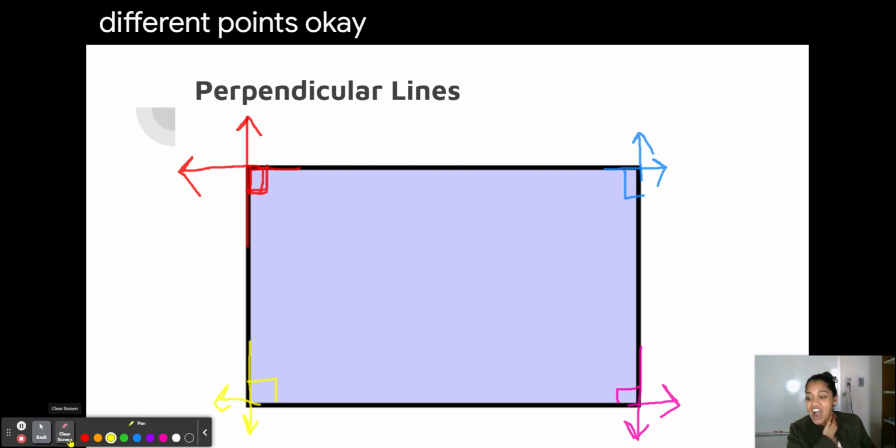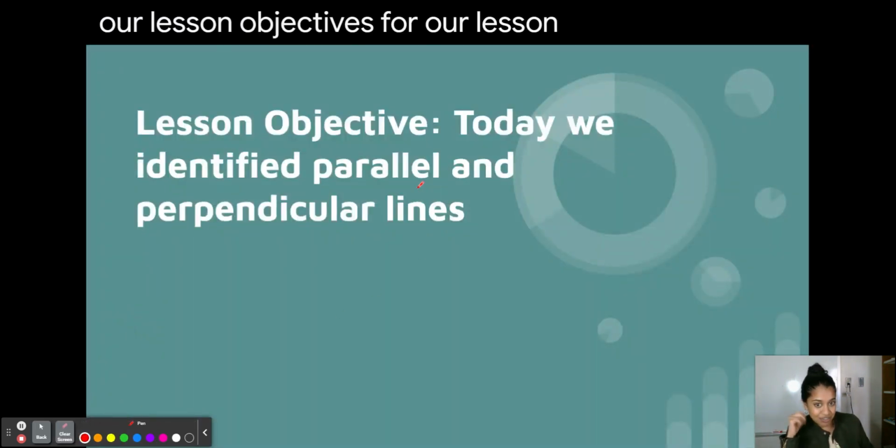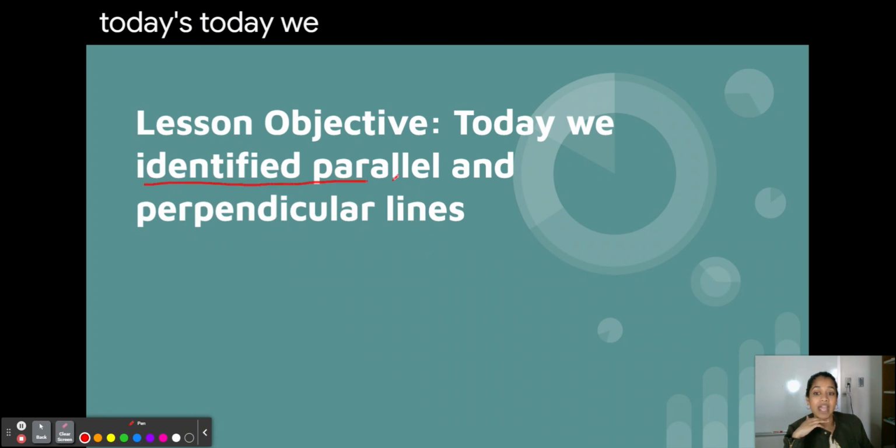Okay? All right, fantastic. Let's go over our lesson objective. Our lesson objective for today is we identified parallel and perpendicular lines.